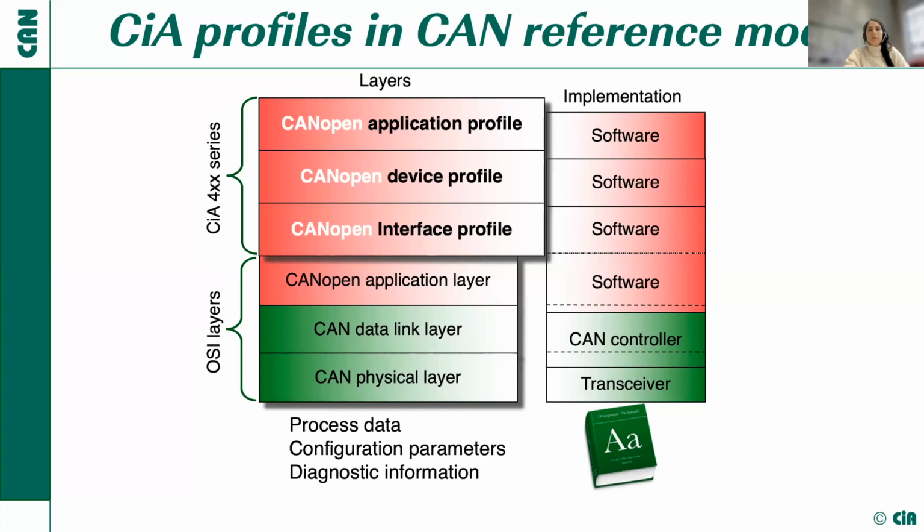Based on the OSI layer, any CANopen device offers the system designer the possibility to configure the desired CANopen device behavior within the network, such as participating in synchronous network behavior, and also establishing communication between two or several network participants. And I can say these CiA profiles are mainly in the CANopen application layer.